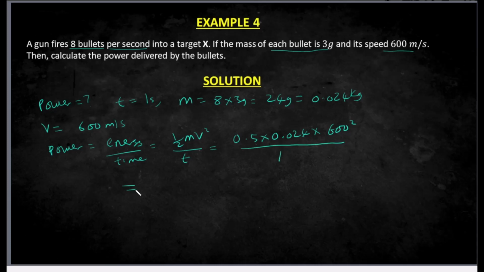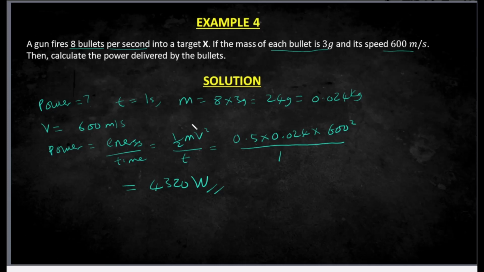Whatever you do, at the end you are going to have 43,200 watts. So this is the power. The power delivered by the bullets is 43,200. So if it's just one bullet, the power should have been very high.